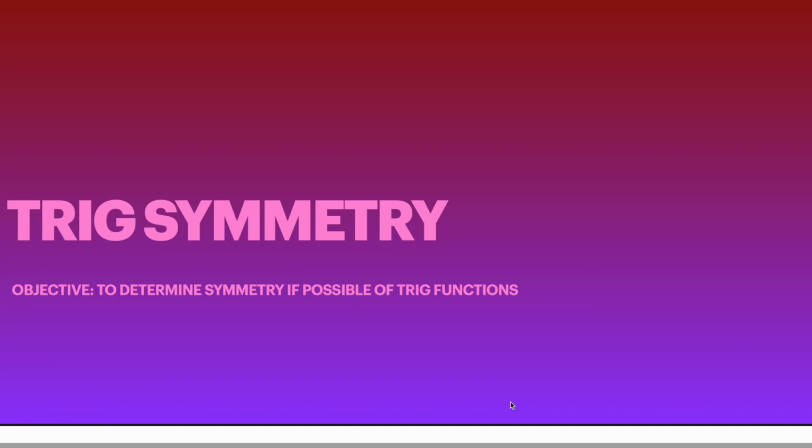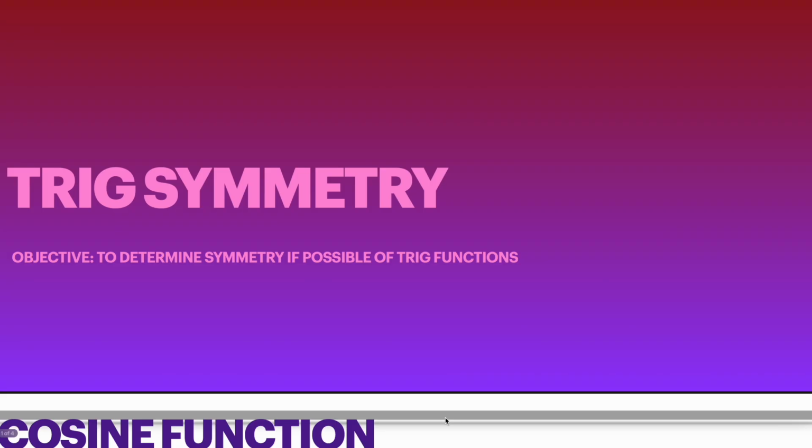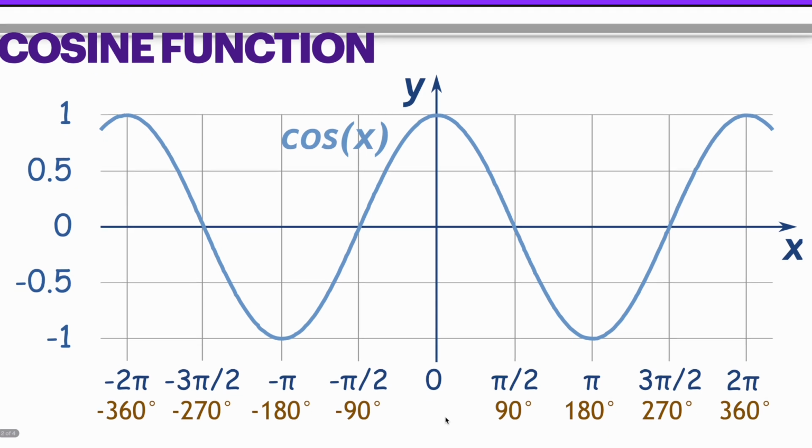In this lesson, we are going to learn about trig symmetry. So for example, the cosine function, if you notice, is actually symmetrical from the left-hand side of the y-axis over here on the left and the right-hand side of the y-axis. So cosine actually is what we call an even symmetry.